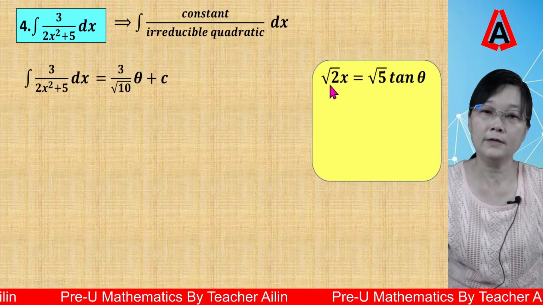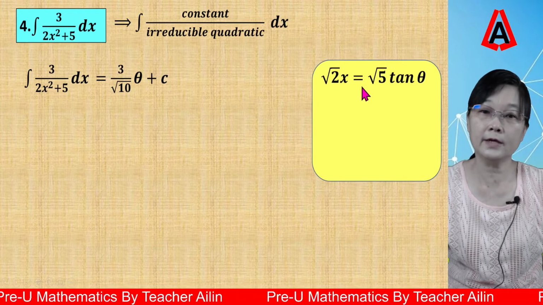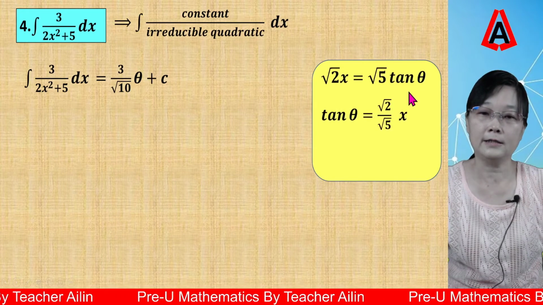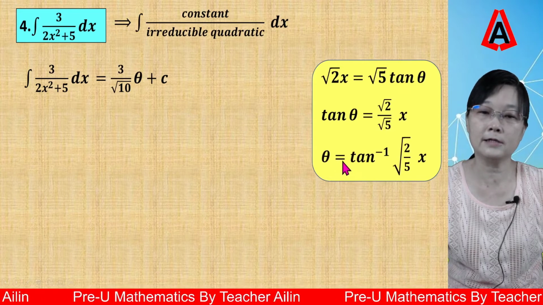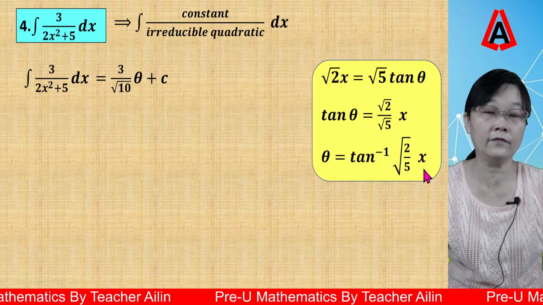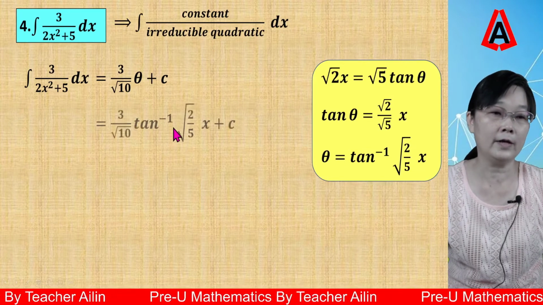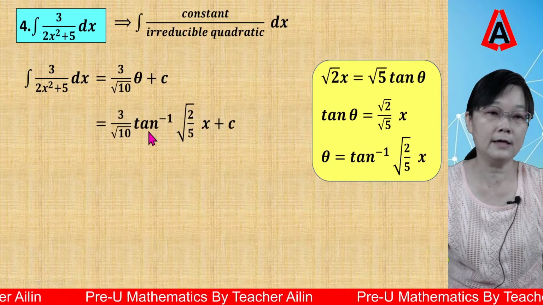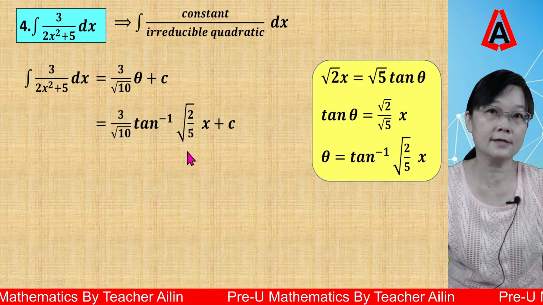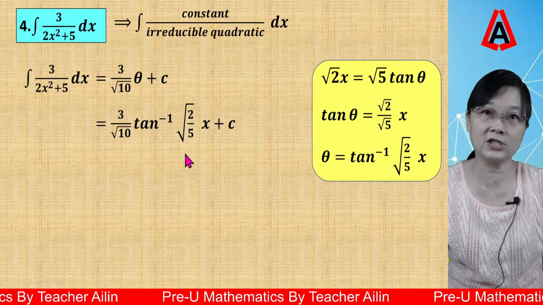At the beginning, we know that square root of 2x is equal to square root of 5 tangent theta. That is, theta is equal to inverse tangent of square root of 2x over square root of 5. Then when I substitute theta in terms of x, now this is the final answer for this question.